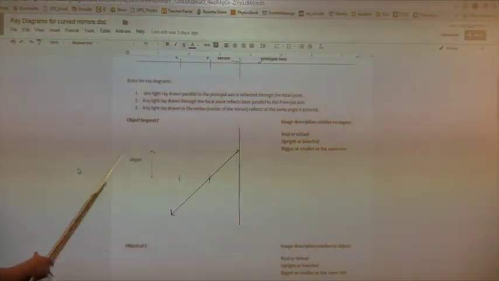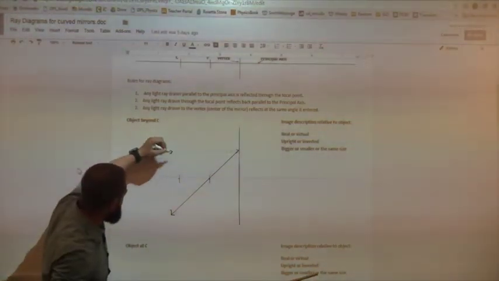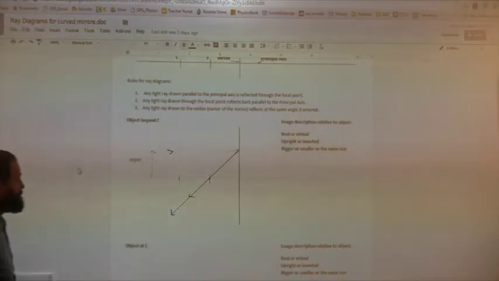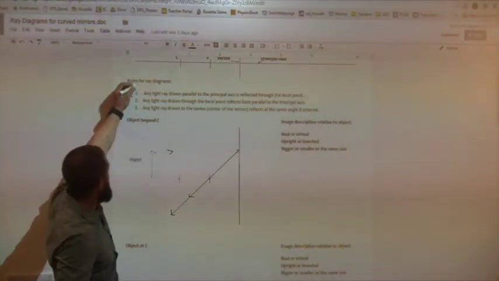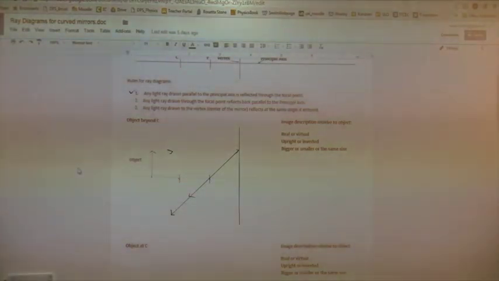So that's my incident ray. If I wanted to do this, I could. That's my incident ray. That's my reflected ray right there. That's number one. Done. One is done.